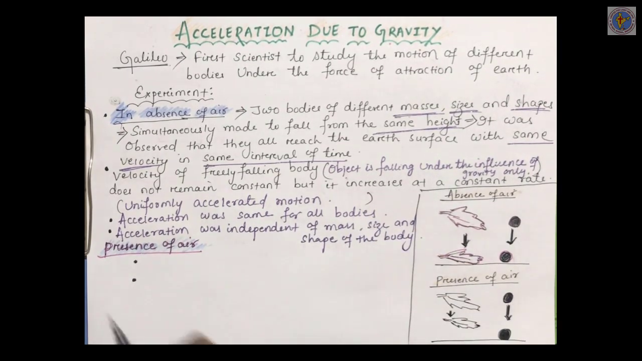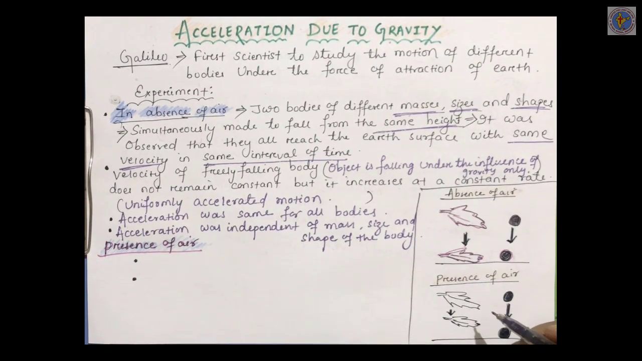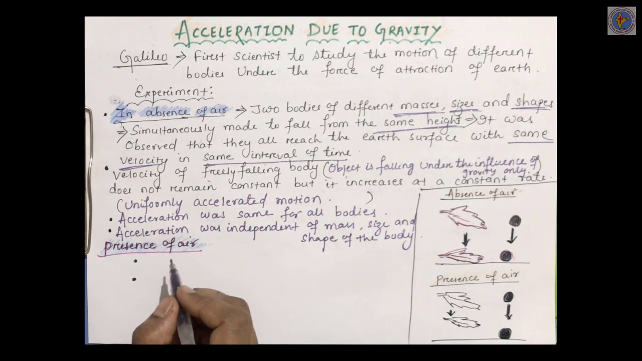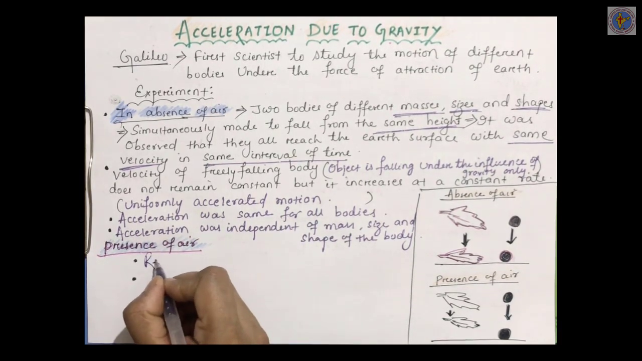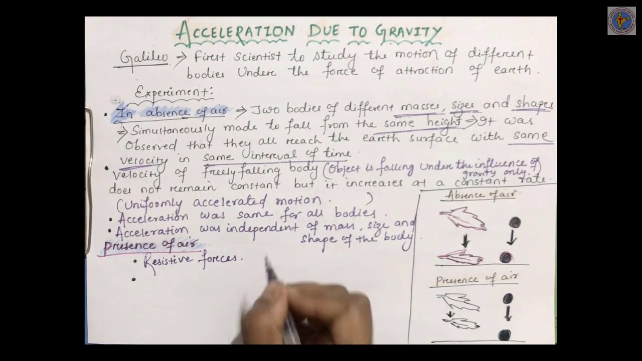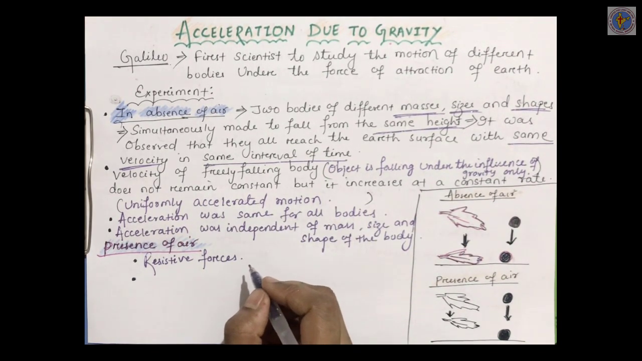Okay, but in the presence of air, children, what happens? For example, if we perform the same experiment in the presence of air, we can observe clearly that the heavier body will reach the earth's surface faster as compared to the lighter body. Why, children? Because in the presence of air, due to the air particles, we have some resistive forces in our atmosphere.